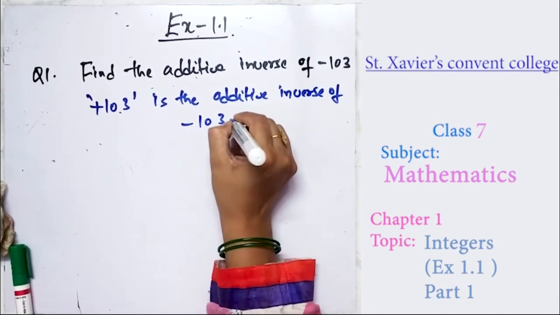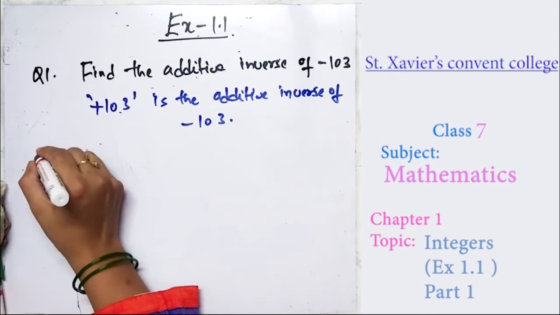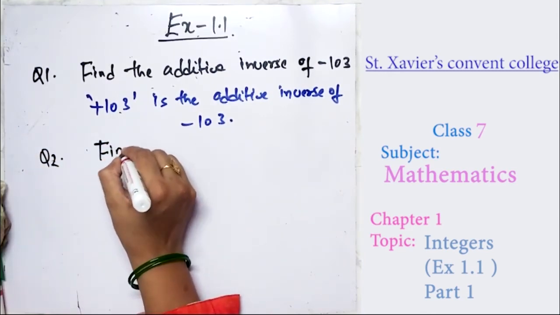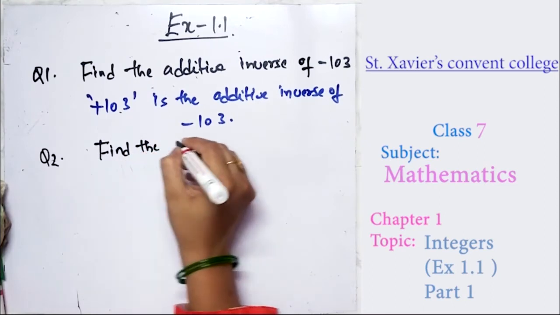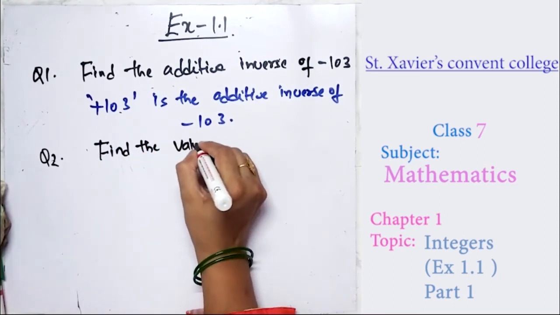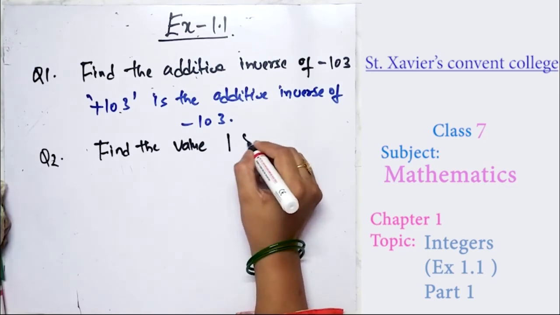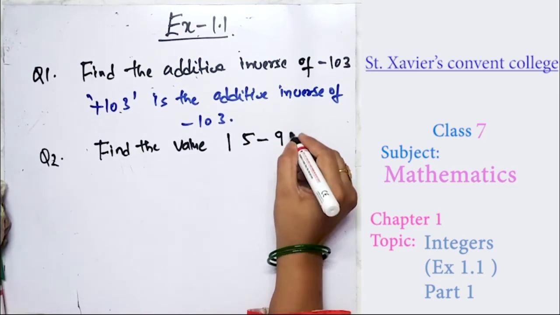Minus 103. This is the answer. Now the next type of question is: find the value of |5 minus 9|.